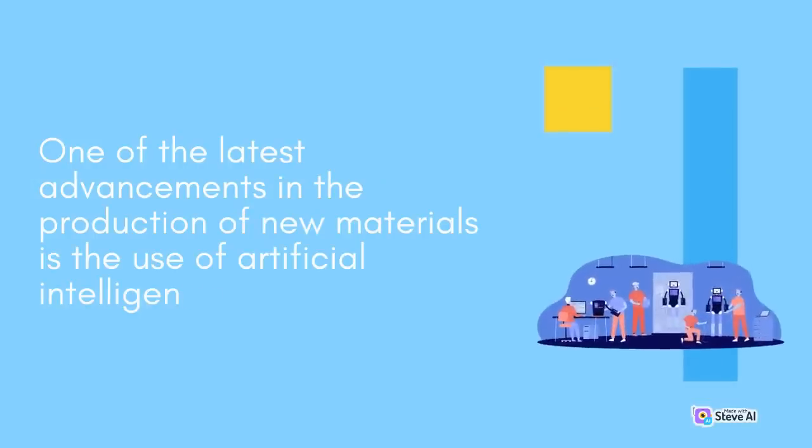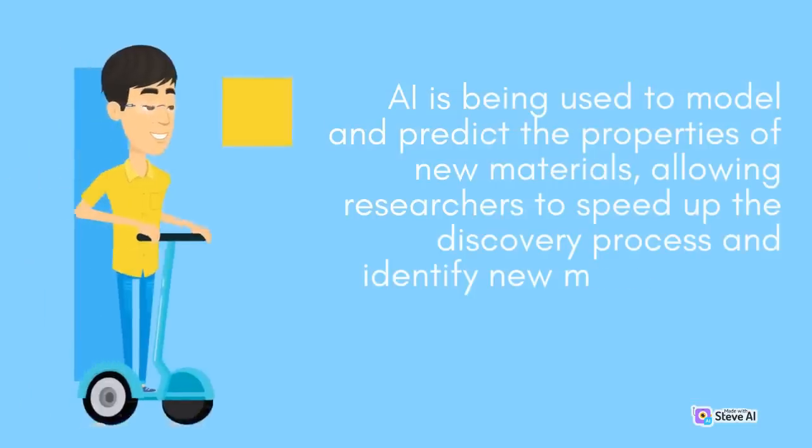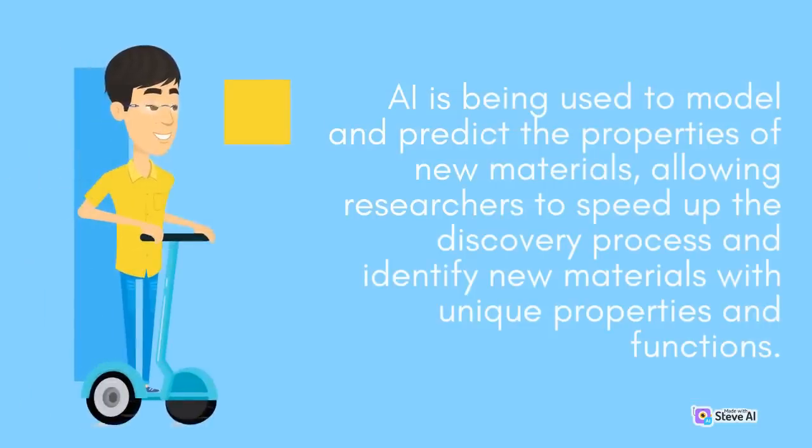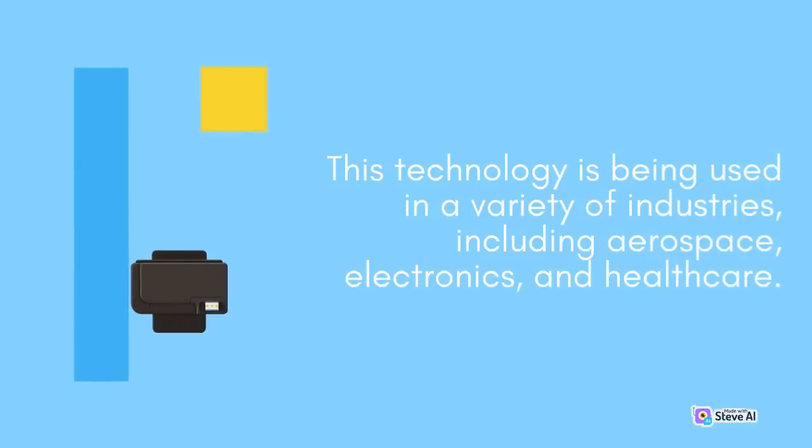One of the latest advancements in the production of new materials is the use of artificial intelligence, AI. AI is being used to model and predict the properties of new materials, allowing researchers to speed up the discovery process and identify new materials with unique properties and functions. This technology is being used in a variety of industries, including aerospace, electronics, and healthcare.